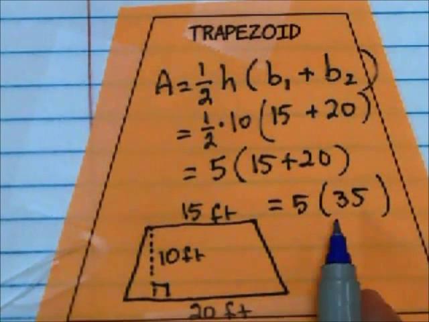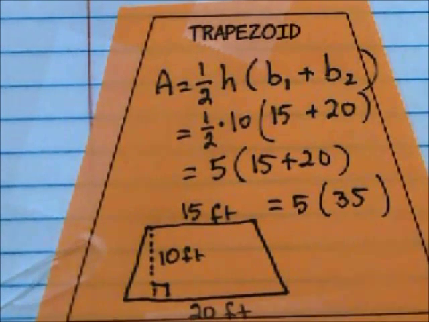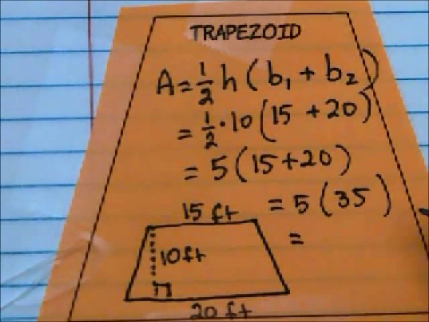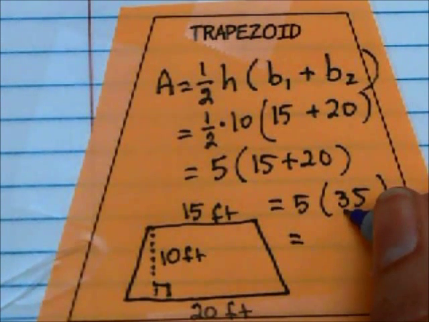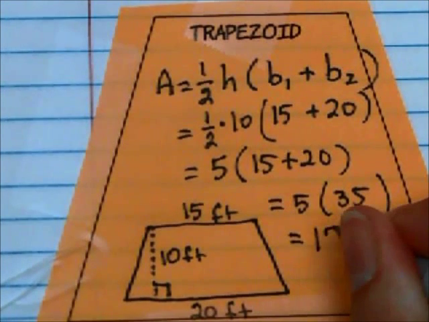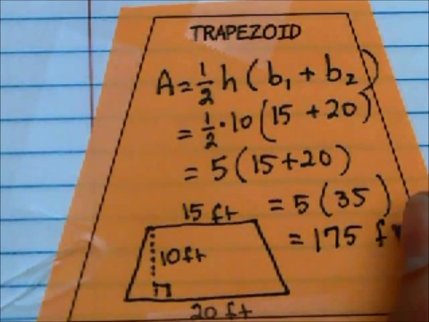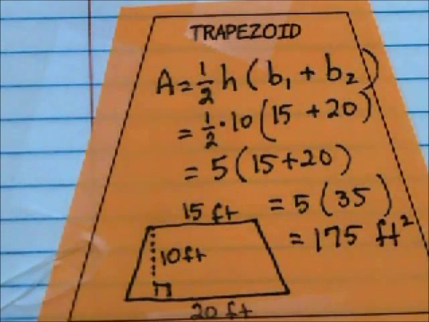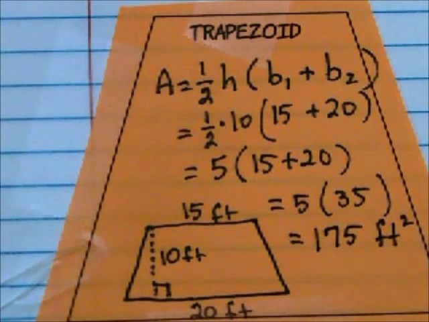And 5 times 35, I believe, let's see, 5 times 30 is 150. 5 times 5 is 25. So I'm thinking that is 175 feet squared. If you need to, check me on the calculator, and we're going to cross our fingers that I did that right. Now, perimeter of this thing is still the same.